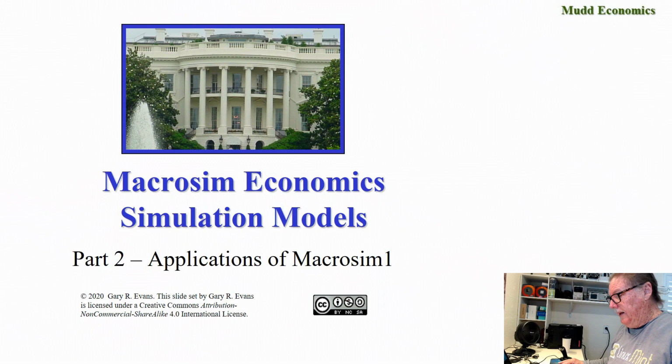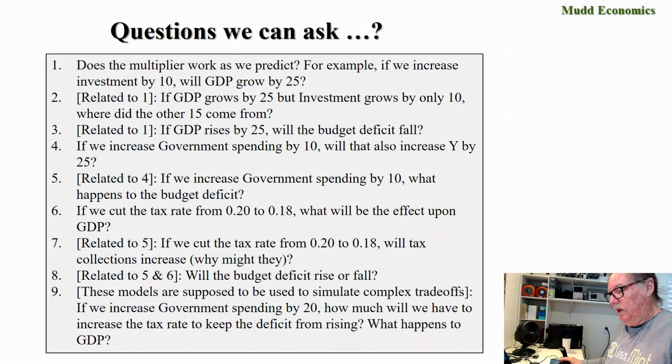So let's start that. Now here are some of the questions we can ask, and we're going to ask all of these. Does the multiplier work as we predicted in the model? Remember, the multiplier in the first video was 2.5, and that implied that if we increase investment by 10, GDP should grow by 25. Can we confirm that it works that way? But related to this, if GDP grows by 25 and investment only grows by 10, where do the other 15 come from? Because it has to come from somewhere.